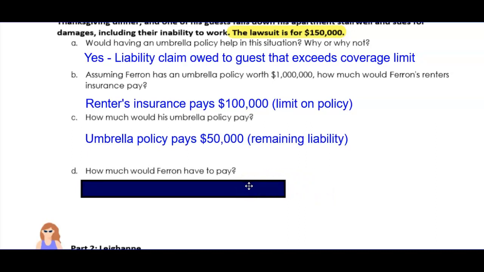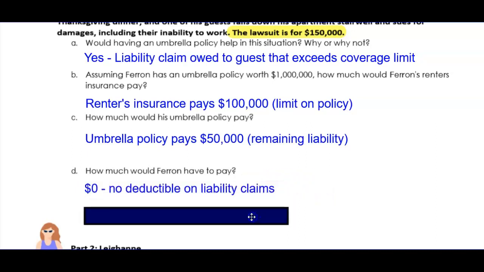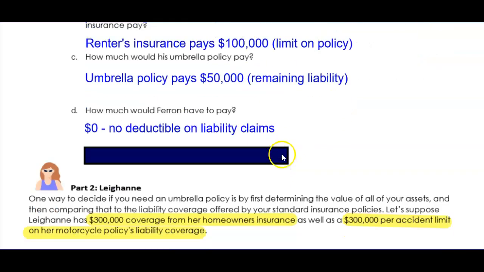And we don't have a deductible here because it's a liability claim. So that's something to remember. Liability claims never have a deductible. Never, ever. Not in any kind of policy, auto or homeowners. So it is $0 that Farron would have to pay. Now, if they didn't have an umbrella policy, then Farron would be on the hook for the remaining $50,000. So that's the concept there.